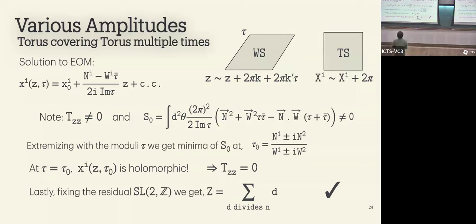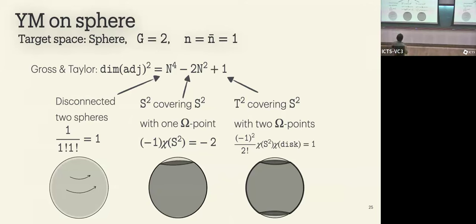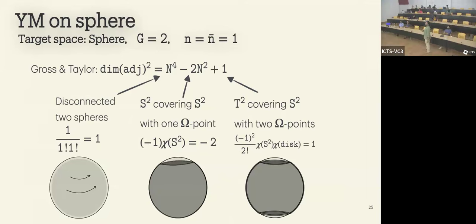So, okay. Now, this is the torus. Now comes the most interesting part where the target space is sphere, that is capital G is 2. And now we take N and N bar to be 1. In that case, just for lambda equal to 0, the dimension of the adjoint, where you have a single box above and one box removed from below, that's like two adjoints. So this is the dimension of the adjoint squared, that's n squared minus one whole squared. That's n to the power four minus two n squared plus one. So n to the power four is actually coming from using the interpretation Gross and Taylor gave us.